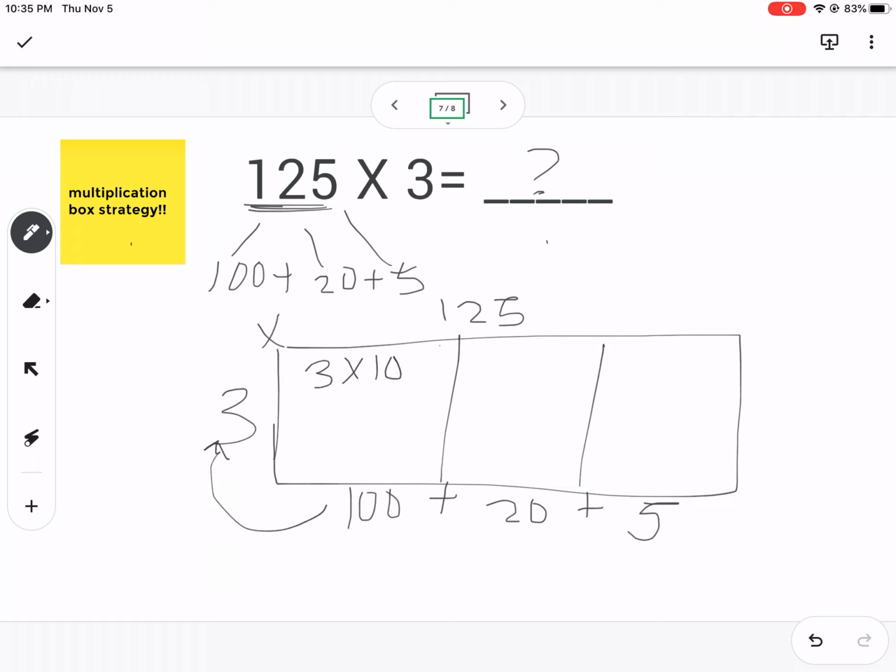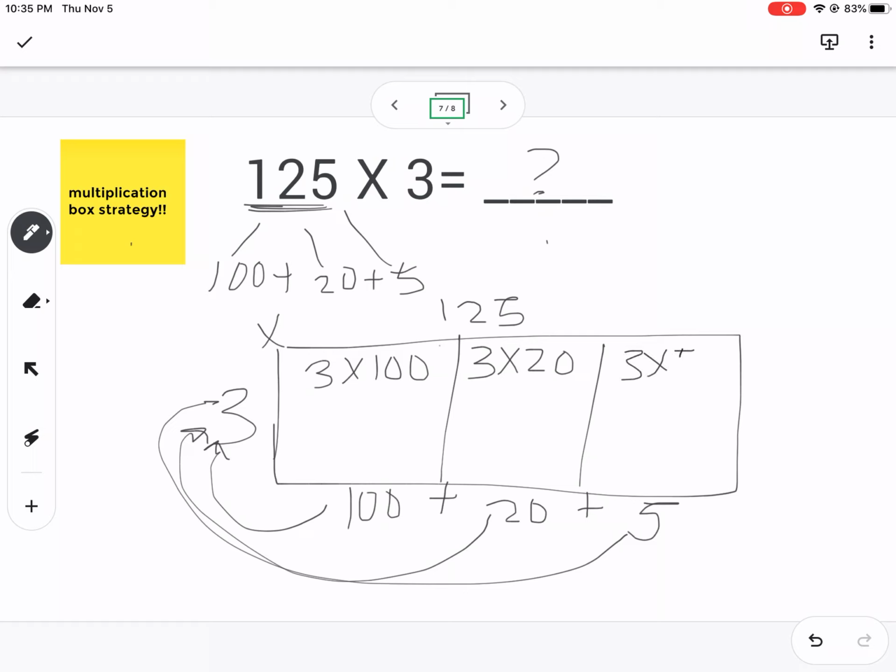3 times 100, 3 times 20, and last but not least, 3 times 5. I can start with the easy. 3 times 5 is 15. Then I move over. 3 times 20, again my eye goes to the basic fact 3 times 2, which is 6, and then I have that 0. And again, 3 times 100. Again, I go to the basic fact, 3 times 1 is 3, and then I look to see how many zeros, and I add those in.